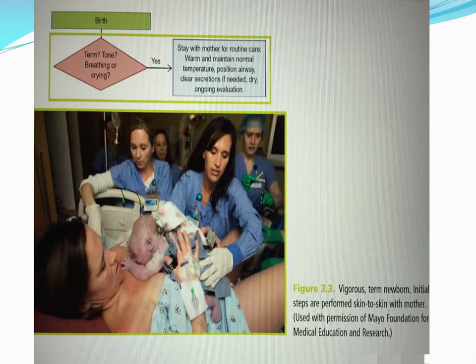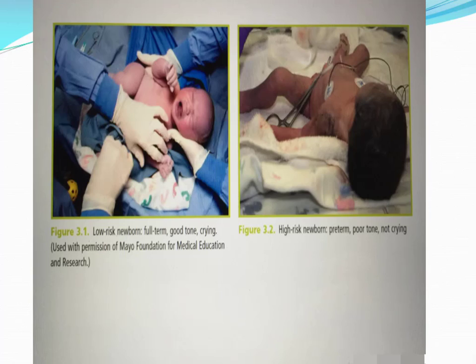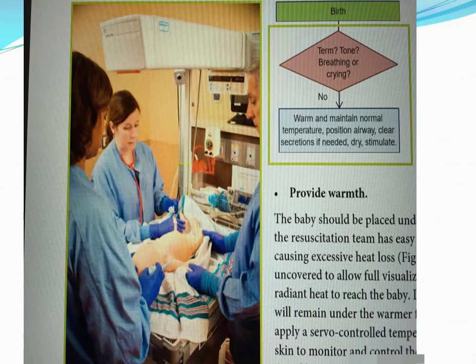And this is the scheme of presentation: birth, term, good tone, breathing or crying, yes, stay with the mother with routine care. And this is the difference when you see a term baby with low risk, with good tone, crying, and on the other side, a high-risk newborn who is preterm, with poor tone and not crying.